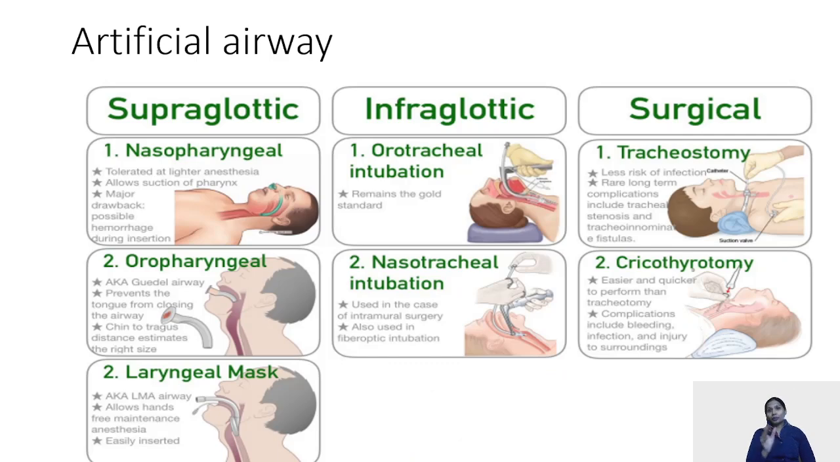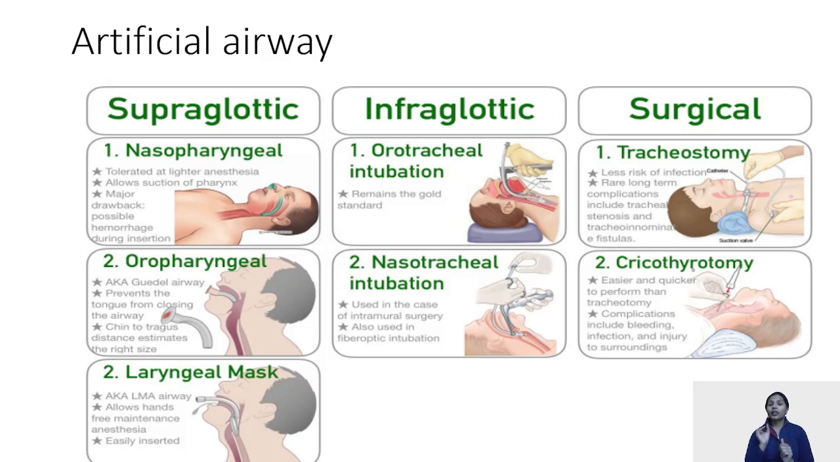Moving with the real part of the class, that is the artificial airways. Artificial airway, depending upon where it rests, can be supraglottic. As the name suggests, it will be above the glottic opening. Glottis is your vocal cords. Above the glottis is supraglottic, which could be airways like nasopharyngeal, oropharyngeal airways. It could be your face mask, or it could be your supraglottic airway devices.